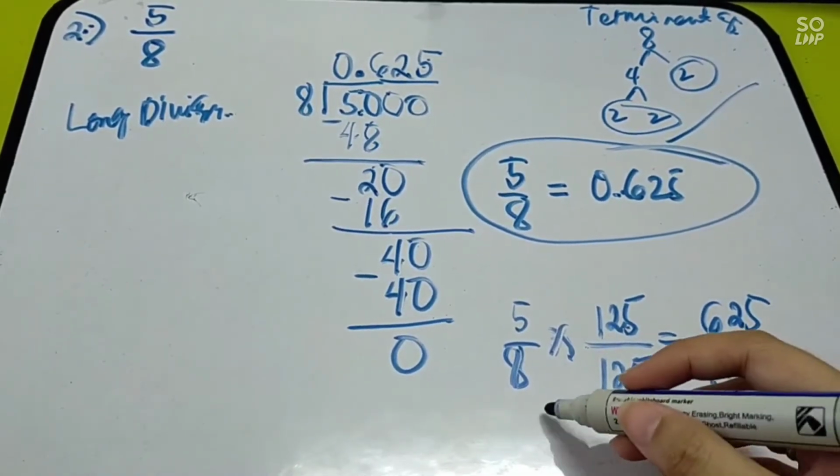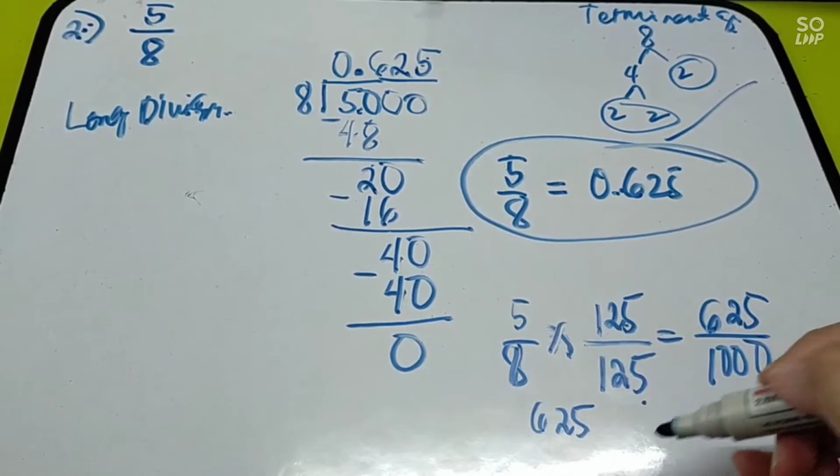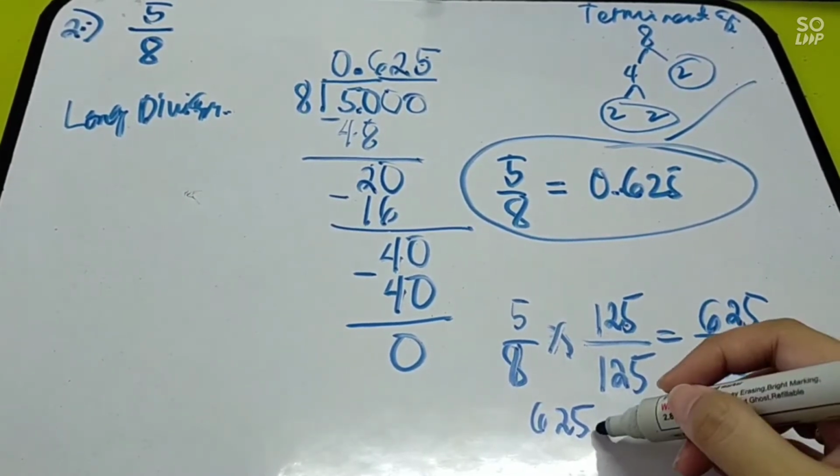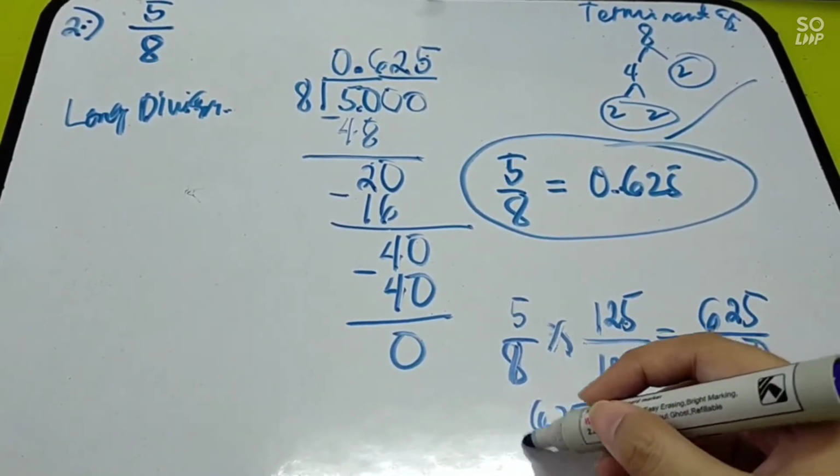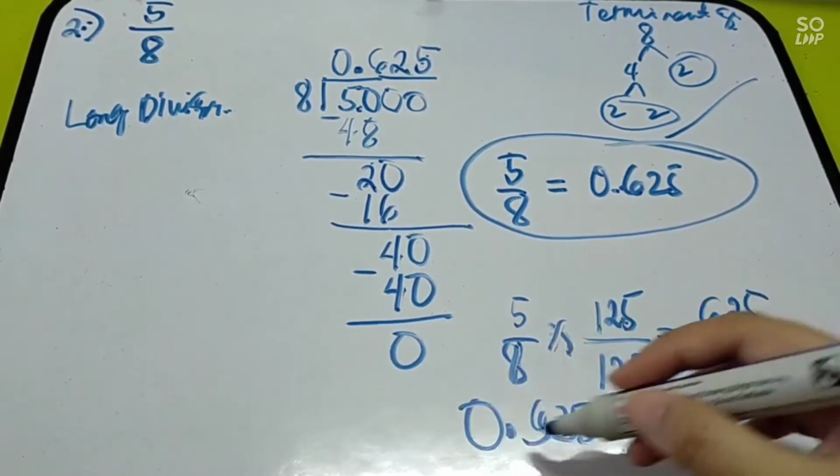So, you have here 625, then, since the tatlong 0 yan, move ka tatlong 0. 1, 2, 3. That is it. So, you have 0.625.